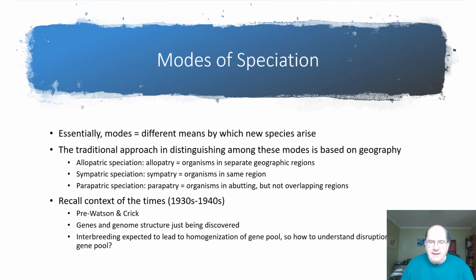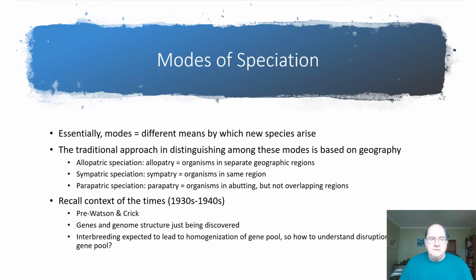Parapatric, P-A-R-A, patric speciation, which means the origin of new species when they occur in geographically contiguous but not overlapping distributions, so that their distributions abut one another, but they don't, or only minimally overlap. There's going to be another term that's going to pop up here shortly that sounds the same in conventional American slurring of the English language, peripatric speciation, which is spelled P-E-R-I instead of P-A-R-A.